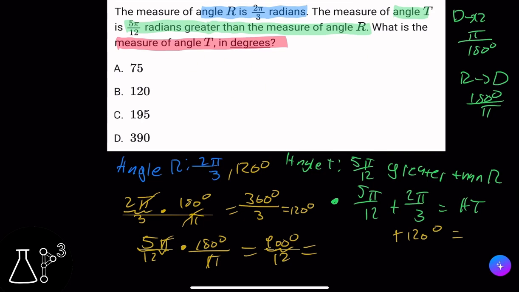So we add 120 degrees with 75 degrees. I do 75 plus 120, and then the measurement of angle T in degrees is 195 degrees. So the answer is C.